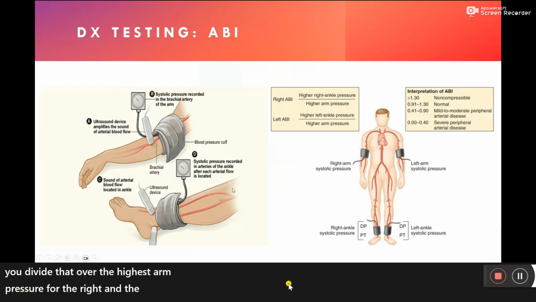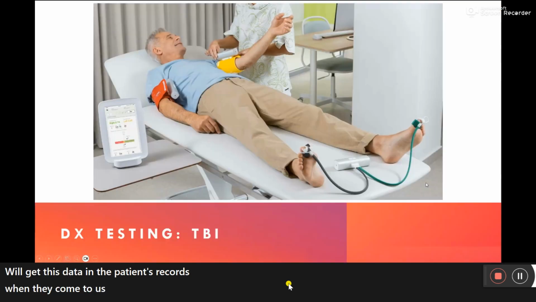But this again is not usually performed in the cath lab. It's usually performed in the doctor's office or in a clinic somewhere. We'll get this data in the patient's records when they come to us. Okay. So here, this is a tibiobrachial index. So we have little bitty blood pressure cuffs on the big toe. So same thing's going to happen, but we're measuring pressure in the toe as opposed to the ankle.